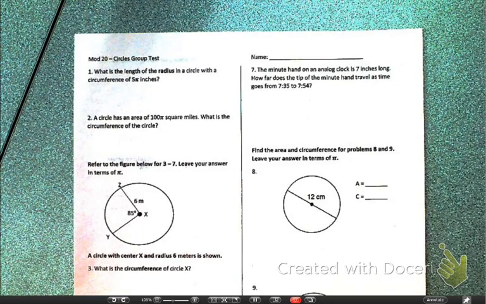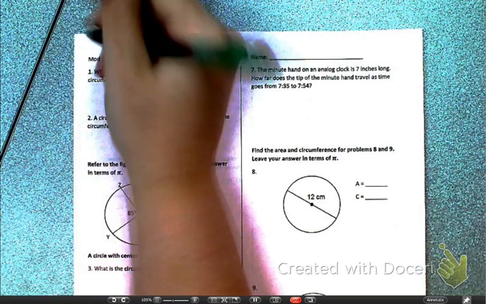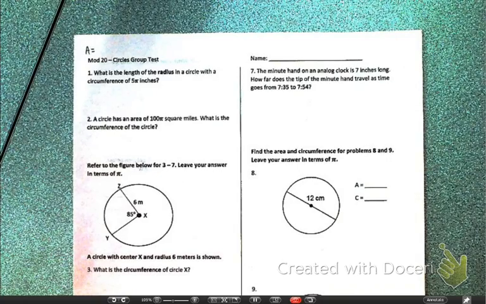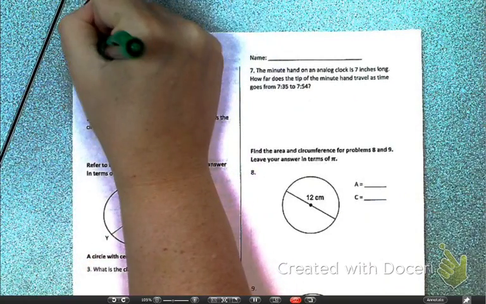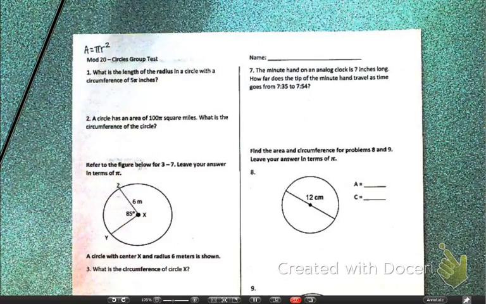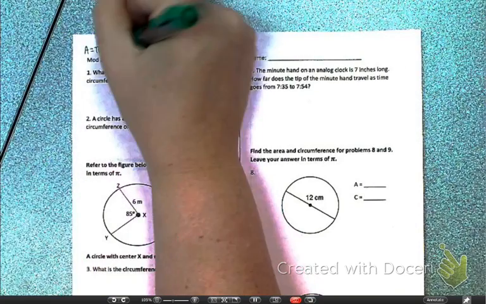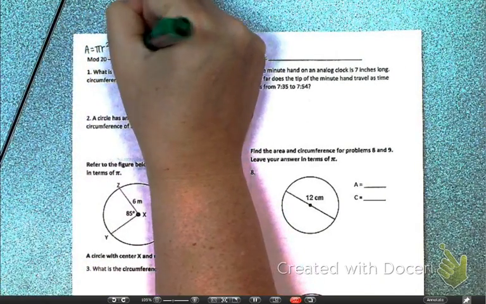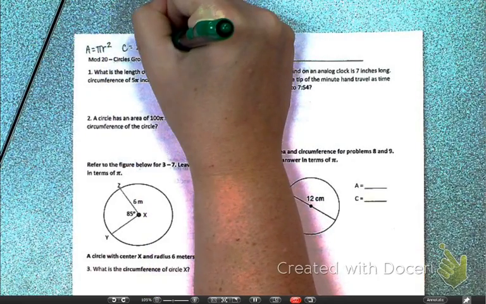Before we do anything, there are formulas you need to know. Okay? Area of a circle is what? Pi r squared. What is circumference of a circle? 2 pi r. What about arc length?